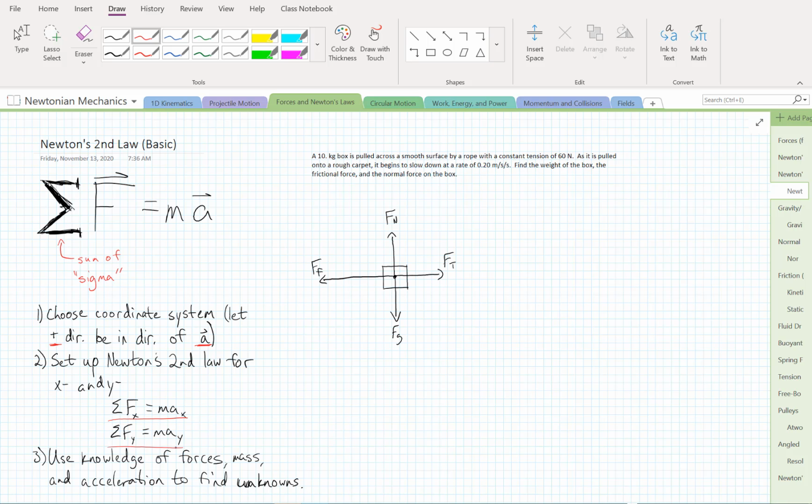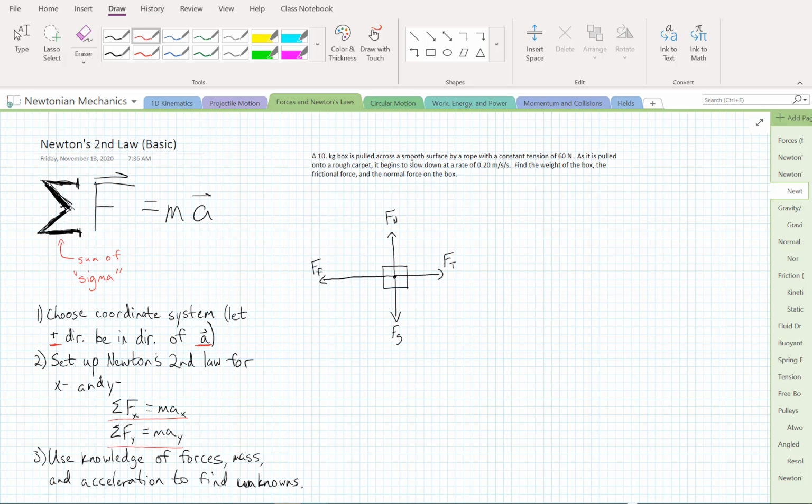Then we set up an equation for Newton's second law in the x and the y direction. They're independent, so we need to do one direction for each because the motions are independent. Then we just plug in our variables and then maybe plug in our numbers as well to solve for our unknowns.